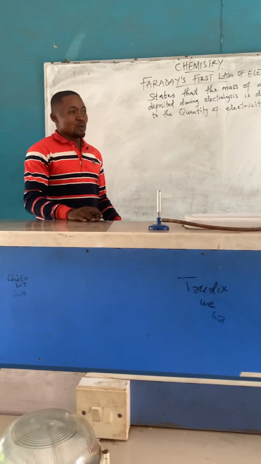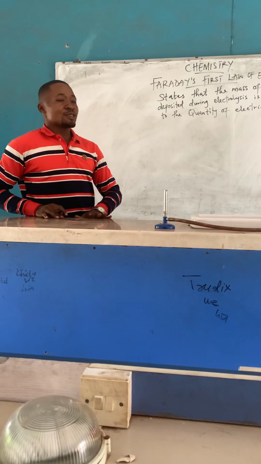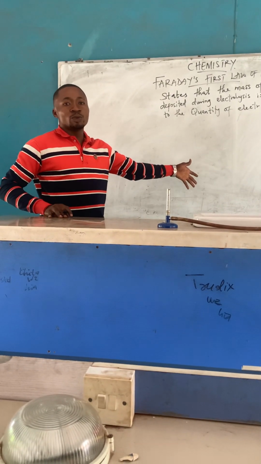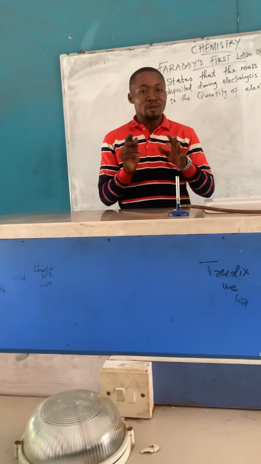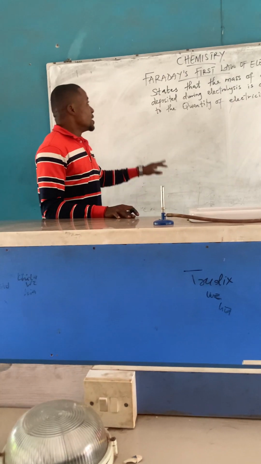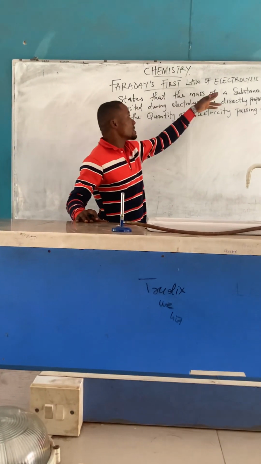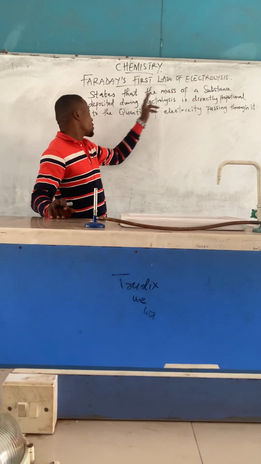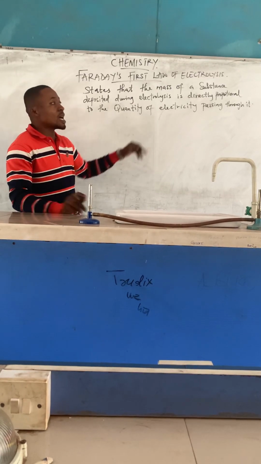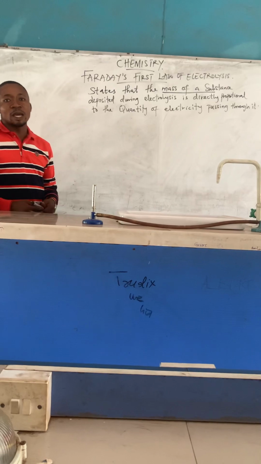Now, last week we mentioned that when substances break down in water, some go to the anode, which are the anions, while some go to the cathode, which are the cations. I know you remember all these things. Okay, so today we are looking at Faraday's first law. It states that the mass of a substance deposited during electrolysis is directly proportional to the quantity of electricity. Now, this mass of the substance means how much of that substance will be deposited.